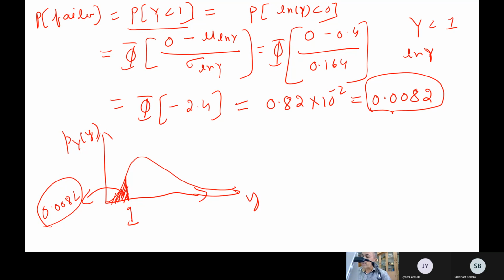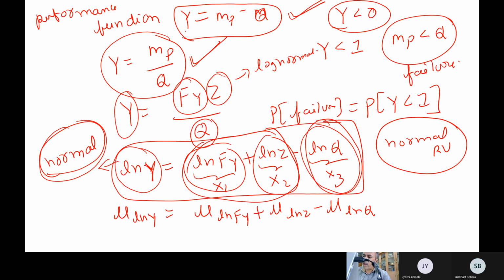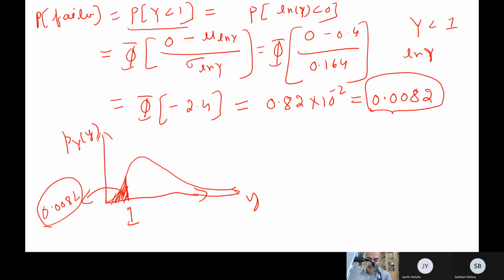So it is the same problem set. When you are looking at a problem, you have to decide how to write failure. You can write it in terms of demand minus resistance, or you can also write it as a ratio. If you write it as a ratio, then failure will be Y less than 1. If you write it in terms of subtraction, then it becomes Y less than 0. So it depends. In some problems one may be convenient, in others the other, but finally you have to convert everything into a normal variable, then things are much easier to calculate. So this is how you can find it out. There are so many problems you can solve.